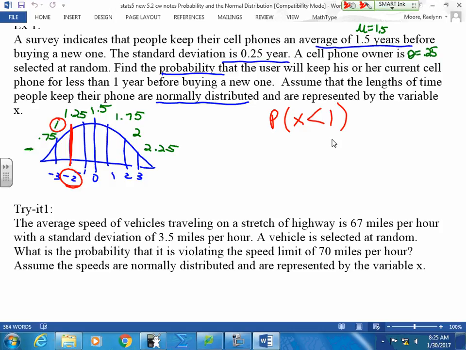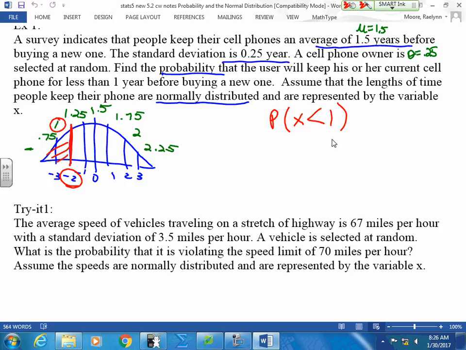Okay? I want him to be less than 1. So do I shade to the left or do I shade to the right? To the left. So it's going to be a very small percentage, right? We said plus or minus 2 is unusual. Plus or minus 3 is very unusual. Think of a real life situation. If the average person is getting rid of their phone after 1.5 years, if someone gets rid of their phone less than 1 year, isn't that unusual?